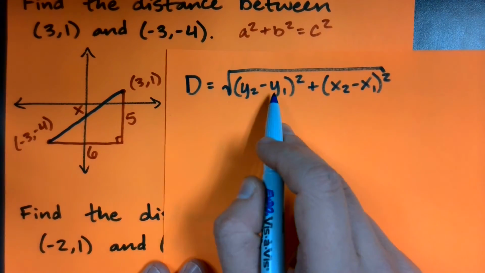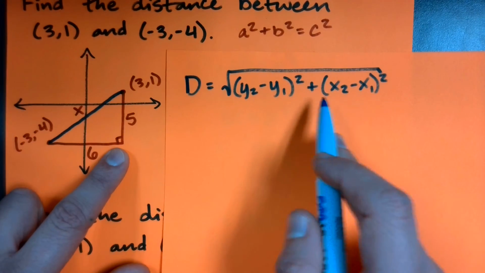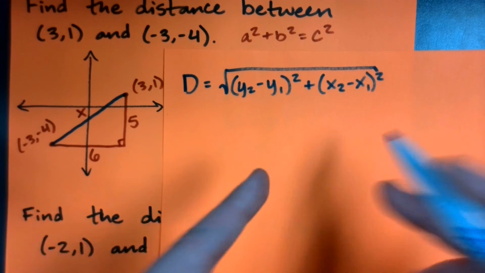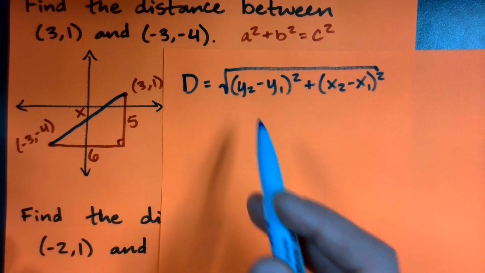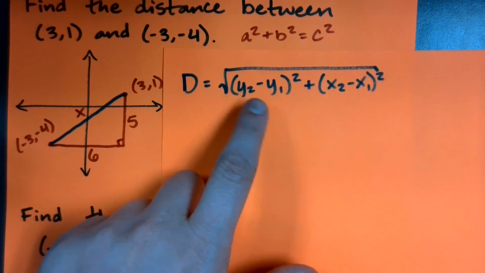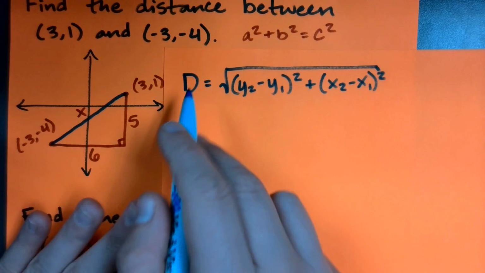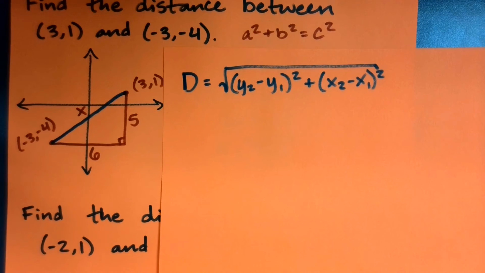Whenever you're subtracting the y's, that is giving you the distance between the y values. Whenever you're subtracting the x's, it's going to give you the distance between the x's. And then you end up squaring them, and that's going to help with making sure that they are positive, but that's also that a squared plus b squared part. The c is squared normally, so in this case the d is not squared because we have square rooted both sides already. So it is the Pythagorean theorem.